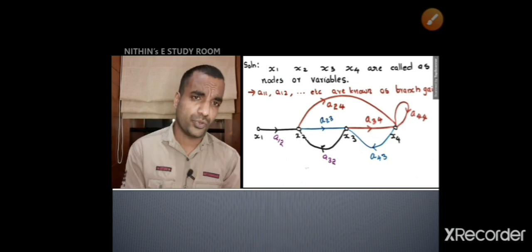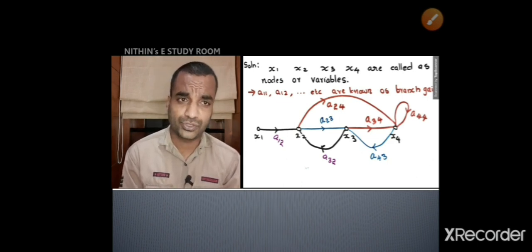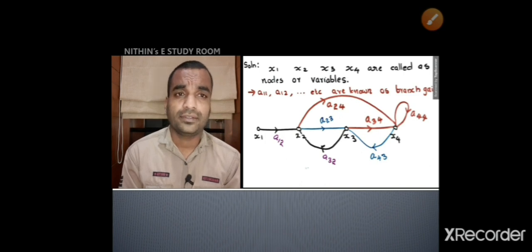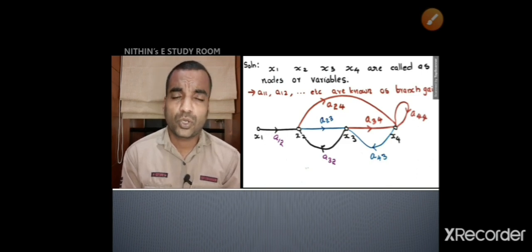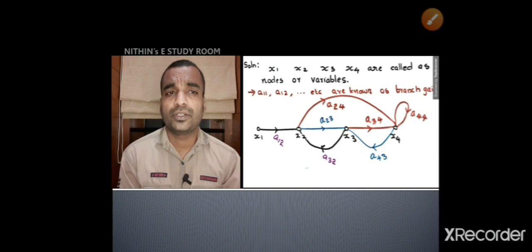Anyhow, now you have a signal flow graph with 4 nodes, x1, x2, x3, x4, and path gains. For example, what is the path gain between node 2 and 4? Simply we can say node 2 and 4, so 24, a24. What is the gain between node 3 and 4?